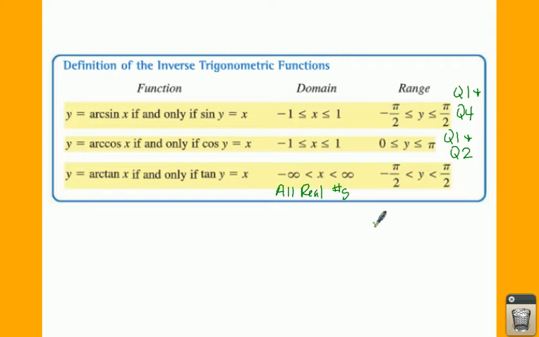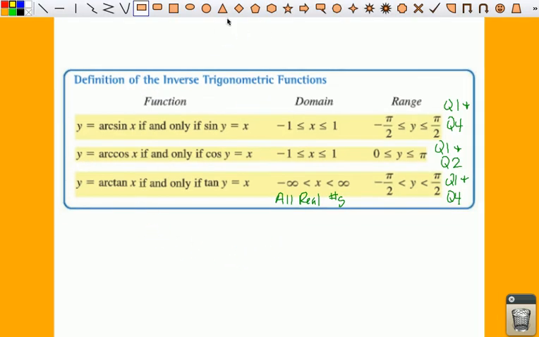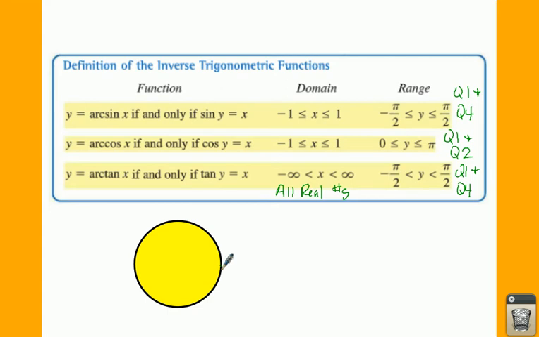Now for your range, the tangent is similar to your sine or arc sine because those values are only possible in quadrant 1 and quadrant 4. The big thing you have to worry about in quadrant 4 is when you have your circle, and so let's draw a circle here. When you're in quadrant 4, the only thing you really have to be careful of is when you label your points.